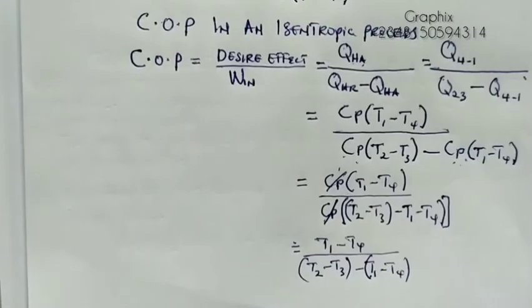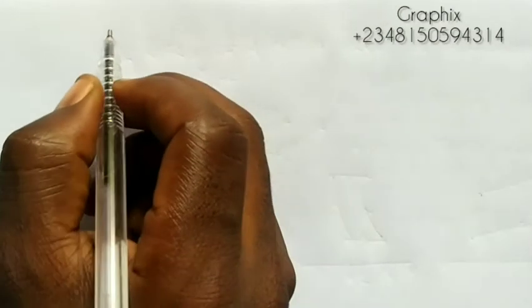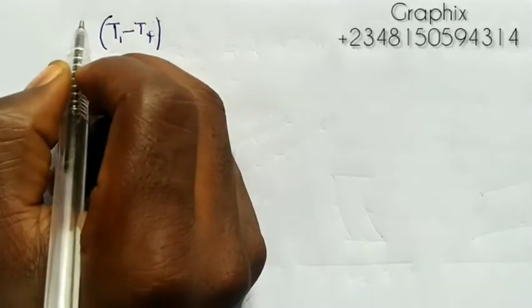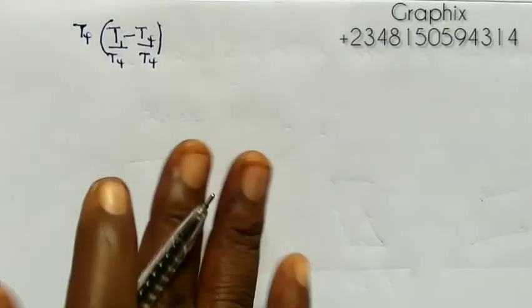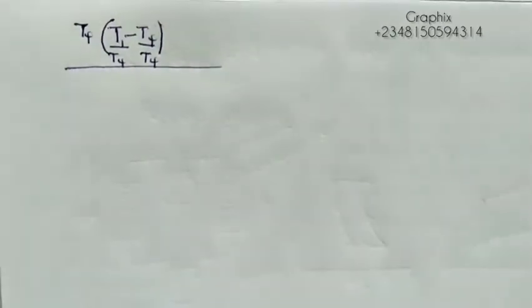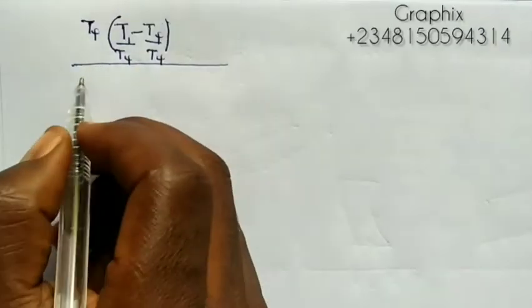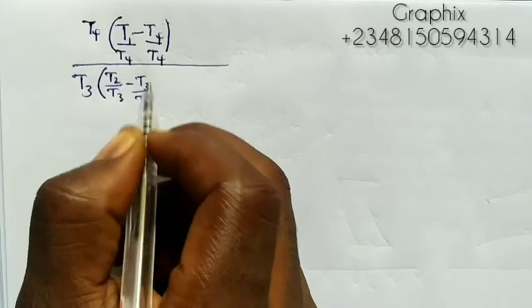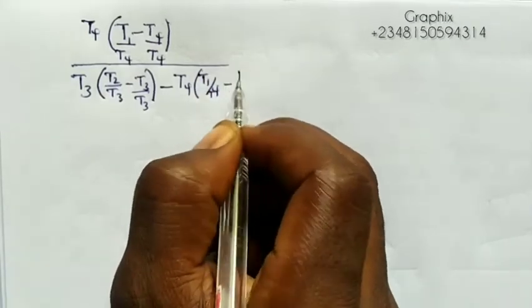We are going to bring my T4 out of the equation, which means we are going to divide by T4. This is what I mean: if I bring T1 minus T4 in brackets, I am going to divide by T4. All over, if I bring T3 out, I'm going to divide both sides by T3. So I'll be having T2 over T3 minus T3 over T3, minus the same thing. I'll do the same thing for the other aspect too, so I'll be having T1 over T4 minus T4 over T4.